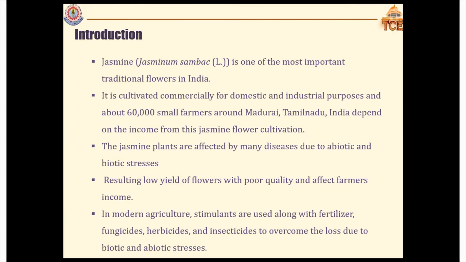About 60,000 small farmers around Madurai, a district of Tamil Nadu in India, depend on the income from jasmine flower cultivation. Of course, the jasmine plants are affected by many diseases due to abiotic and biotic stresses, and it will result in a low yield of flowers with poor quality and affect farmers' income. To overcome this, modern agriculture stimulants are used along with fertilizers, fungicides, herbicides, etc.